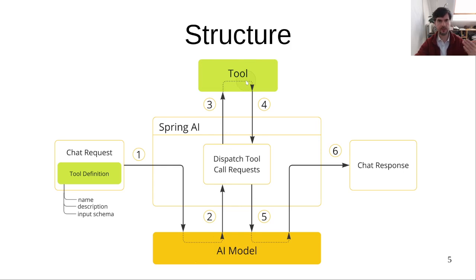This could be as simple as getting the current date and time, but it could also be something like getting information out of a database. So it creates some data that gets sent back to the model. It processes it, and based on that extra information, it then makes its chat response. So basically, it's a way to allow the model to call into our code to get more information.